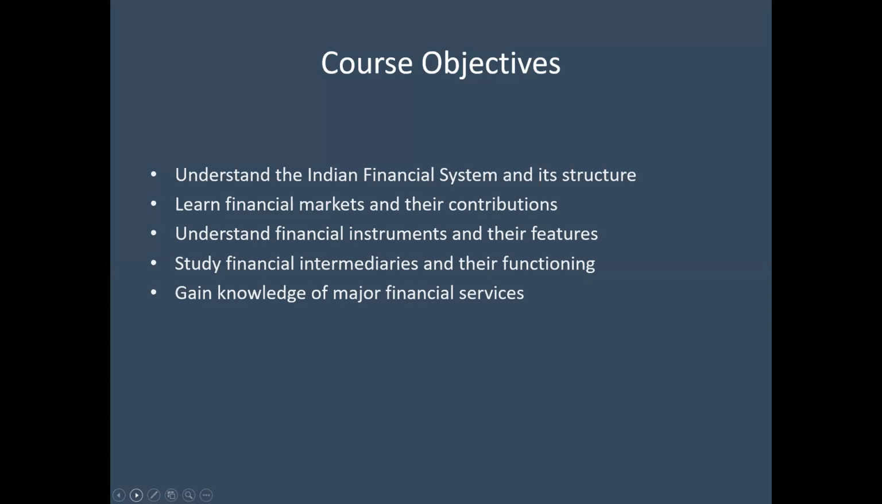The mission of this semester is fivefold: to understand the fundamental Indian financial system and its structure, to learn financial markets and their contributions, to understand financial instruments and their basic features, to study financial intermediaries and their functioning, and to gain knowledge of major financial services.